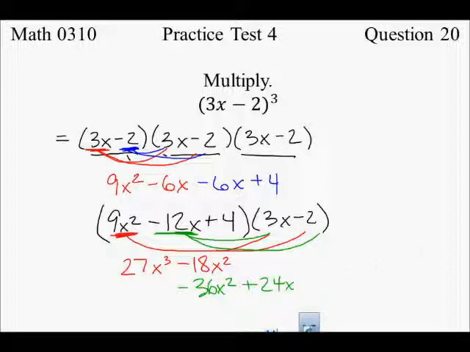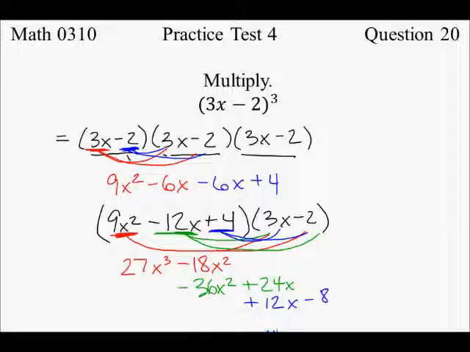The last thing we want to do is multiply our positive 4 into the second quantity, so we'll distribute 4. 4 times 3x would give us 12x. I already have an x term, so I'm going to write that under my x term. And then 4 times a negative 2 gives us negative 8. Now we can simply combine all our like terms.